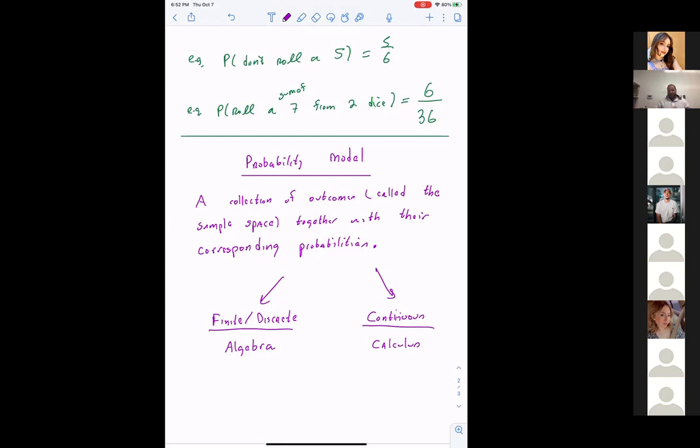So in a finite model, there's only a finite number of outcomes. For example, if I roll a die, how many outcomes are there? 6. Is that finite? Yes. If I flip a coin, how many outcomes are there? 2. Is that finite?